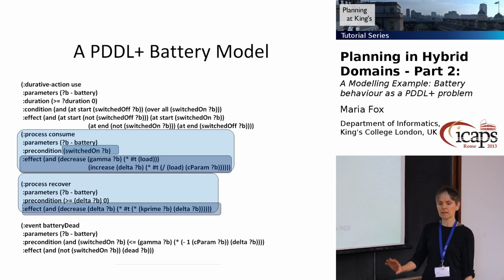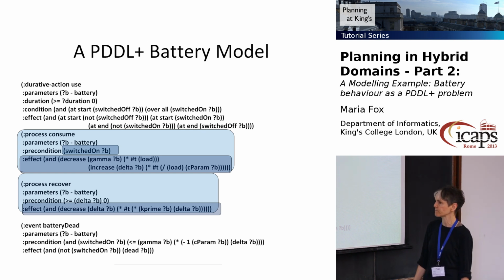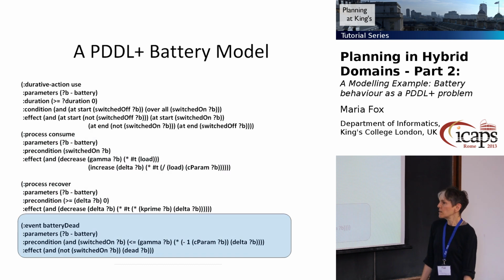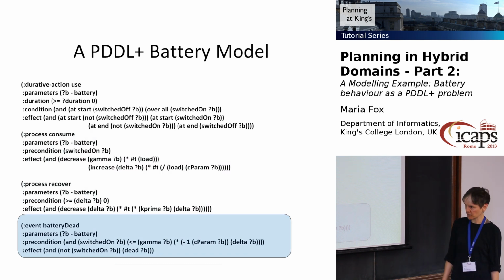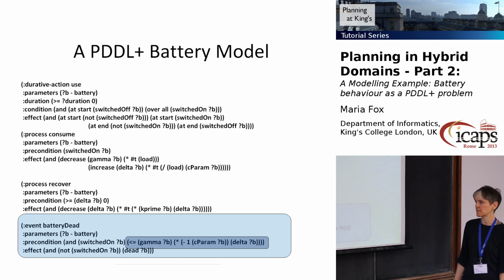Well, as soon as the height difference between the two wells is non-zero, the recovery process begins, and that decreases the difference in height between the two wells according to the recovery process. Finally, we have an event when the battery goes dead, which is triggered as soon as the precondition, the dead battery condition, is satisfied. So that is when gamma is less than or equal to 1 minus C times delta.